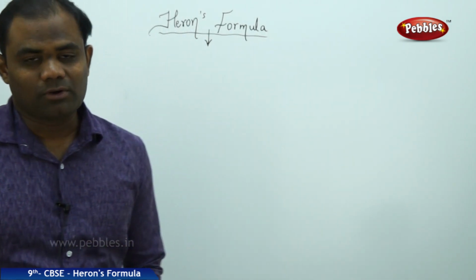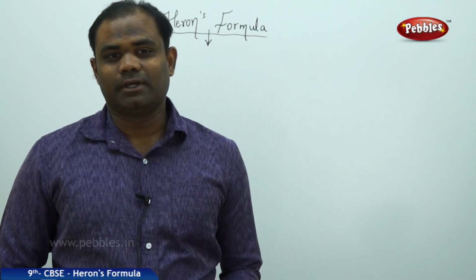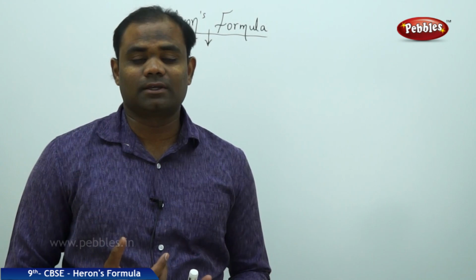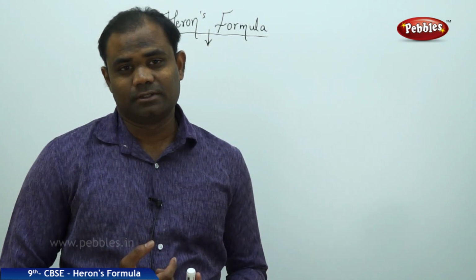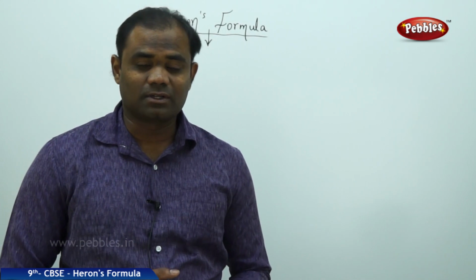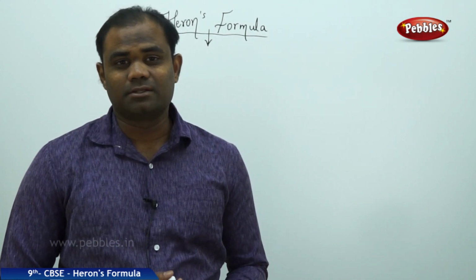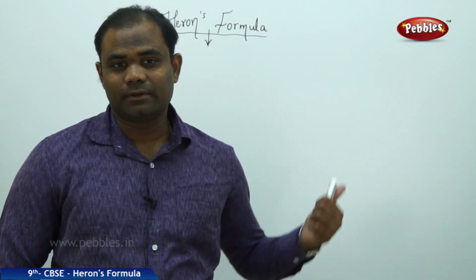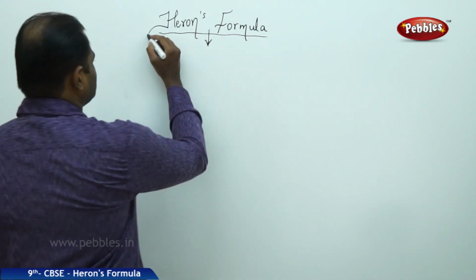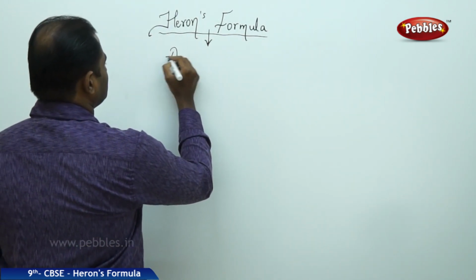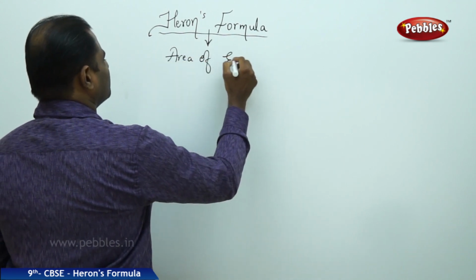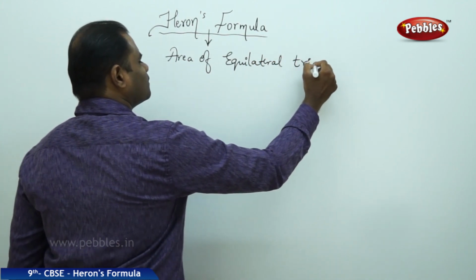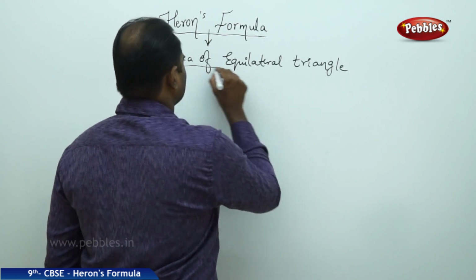Now that we have discussed about Heron's formula and its application in solving various scalene triangles, the areas of triangles whose dimensions are given, irrespective of the height, let's see some special cases of the areas of triangles which can be found for different cases. Initially, to start with, equilateral triangle. Area of equilateral triangle.